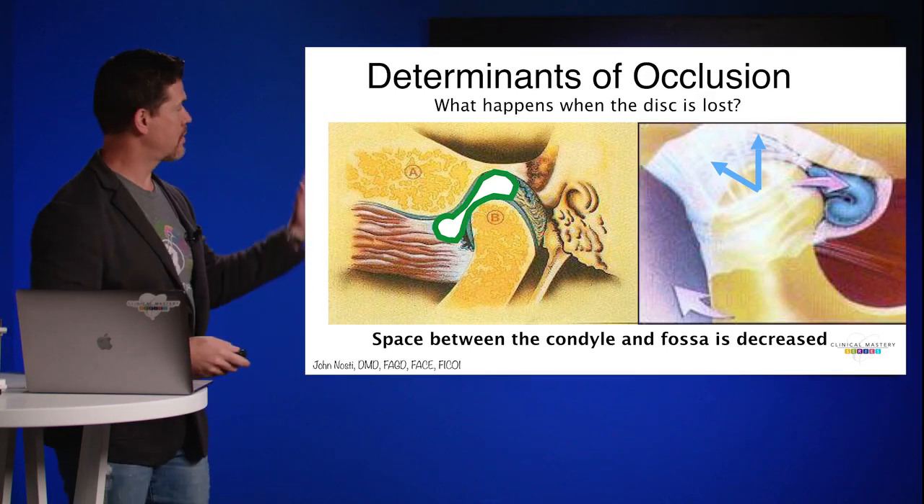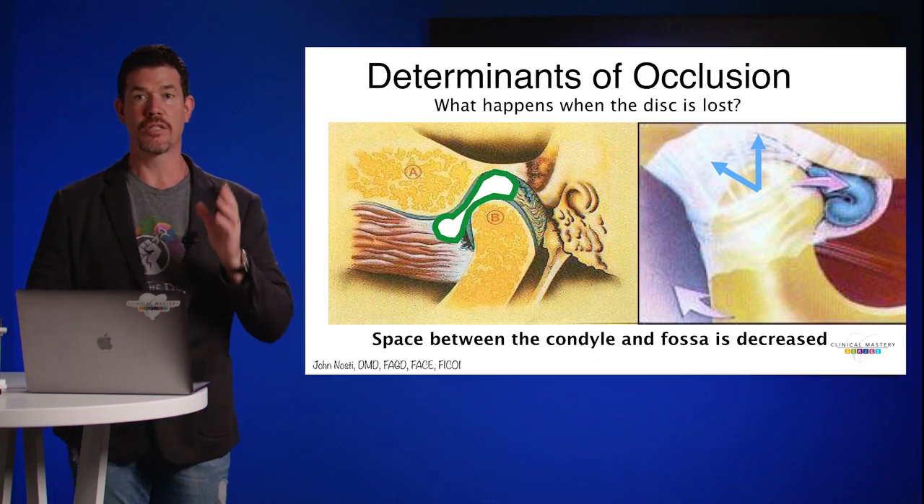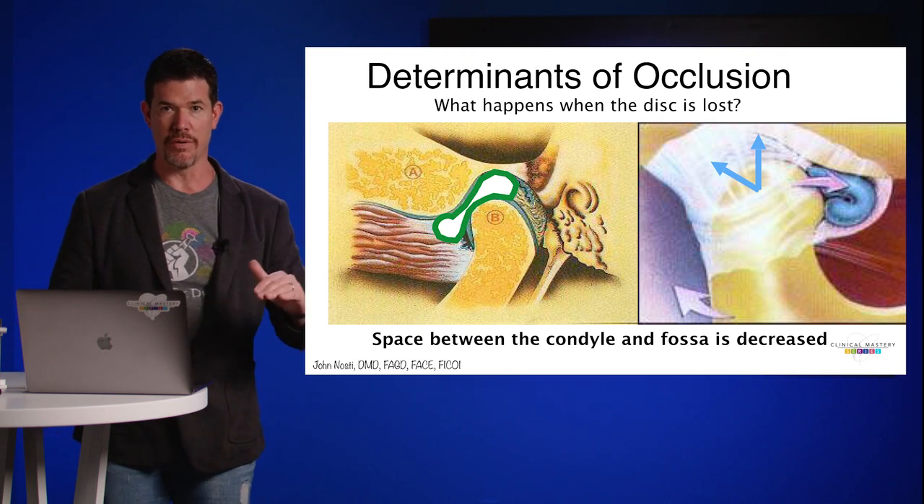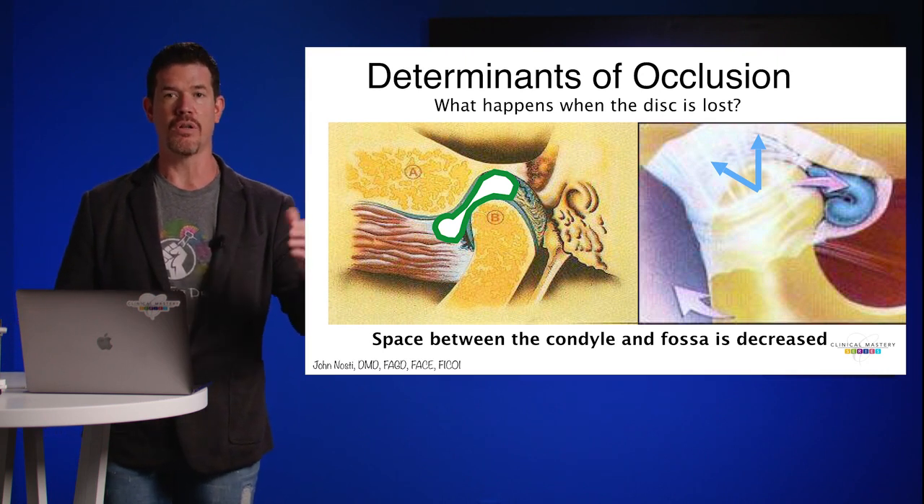That disc occupies a certain amount of space. That disc occupies a vertical dimension. And if we lose vertical dimension in the joint, if we lose that space in the joint, the condyle doesn't go down and forward like increasing space, it goes up and back when we decrease space. And that's what we see here on the arrows. Space is lost between the bone of the jaw and the bone of the skull.